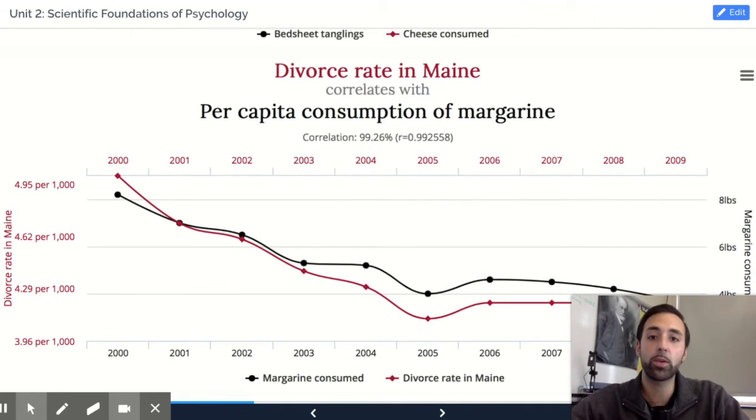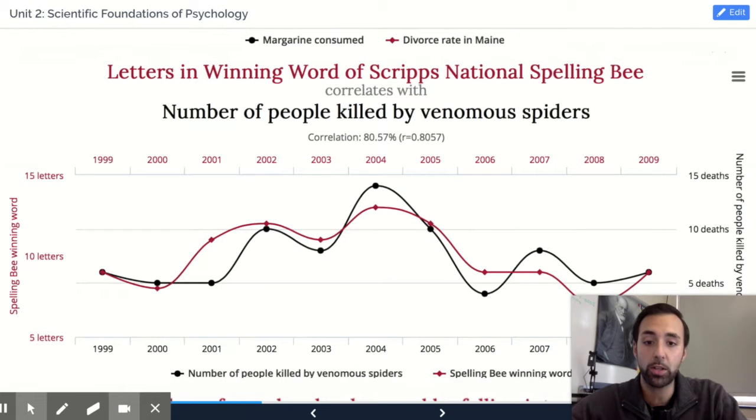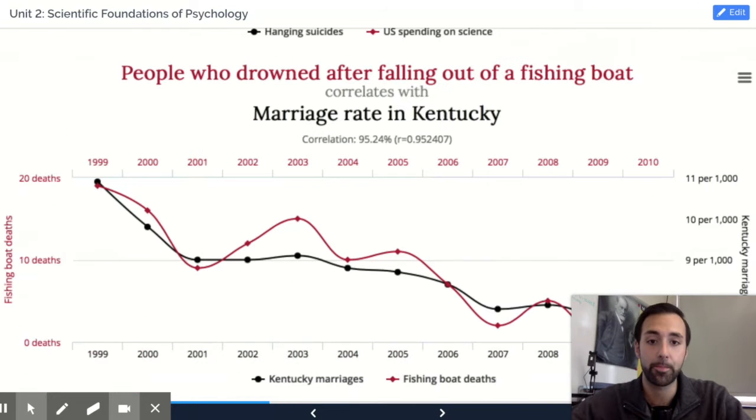As the divorce rate drops in Maine, people are eating less margarine. Those are correlated, but that's not cause and effect. The less people getting divorced isn't causing people to eat less margarine. That would be an insane statement. But those 2 variables fluctuate together. The amount of people who are killed by venomous spiders and the length of the winning word in the Scripps spelling bee are correlated. But we're not saying that venomous spiders are causing the words in a spelling bee to go up and down. That's ridiculous. But those variables do fluctuate together.